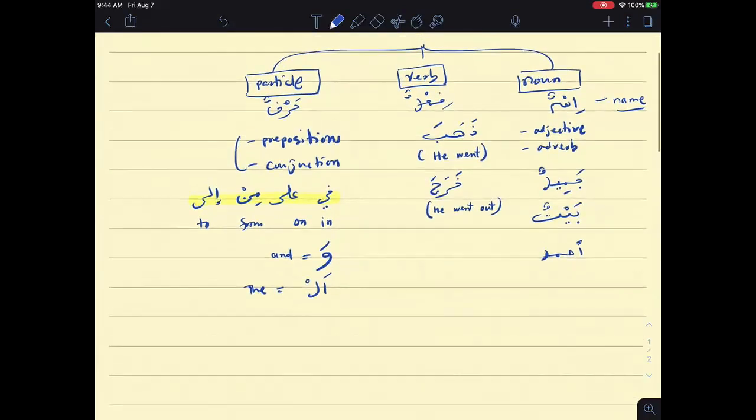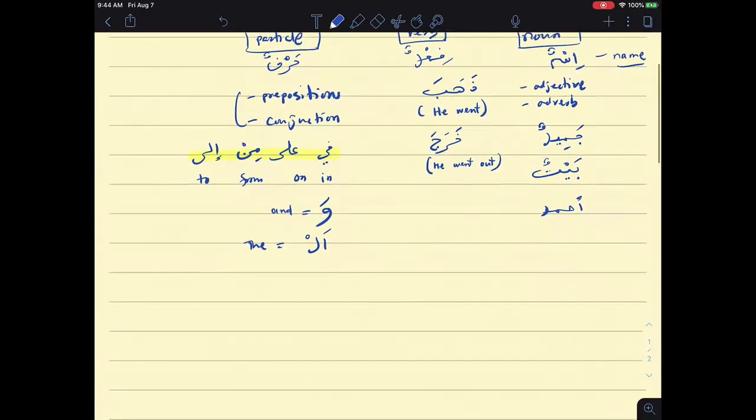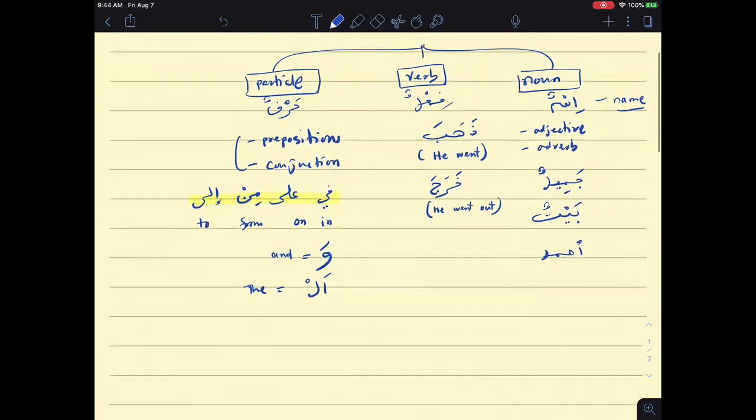As I said, a lot more can be said, but for now this is fine. Okay, good so far. So keep this in mind: we have three things, nouns, verbs, and particles.